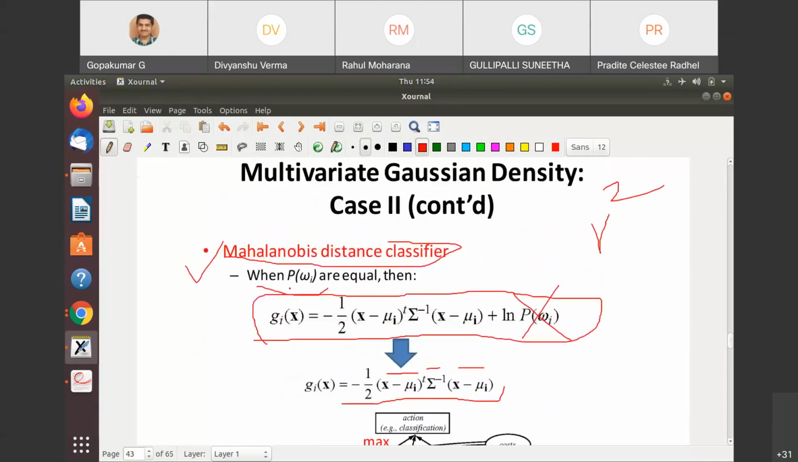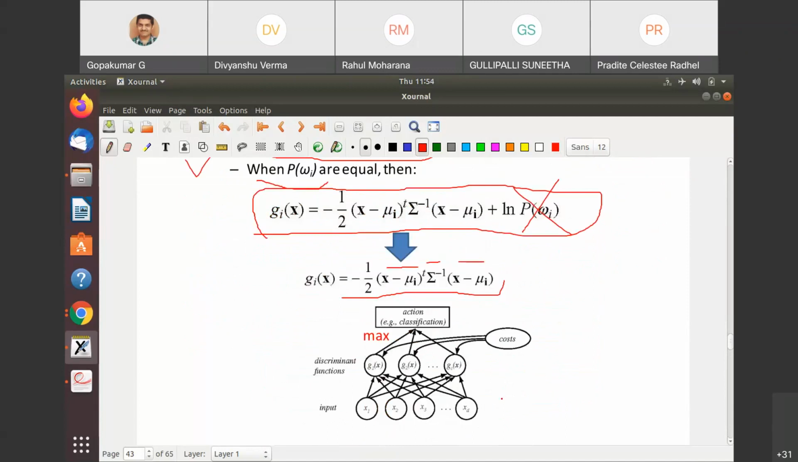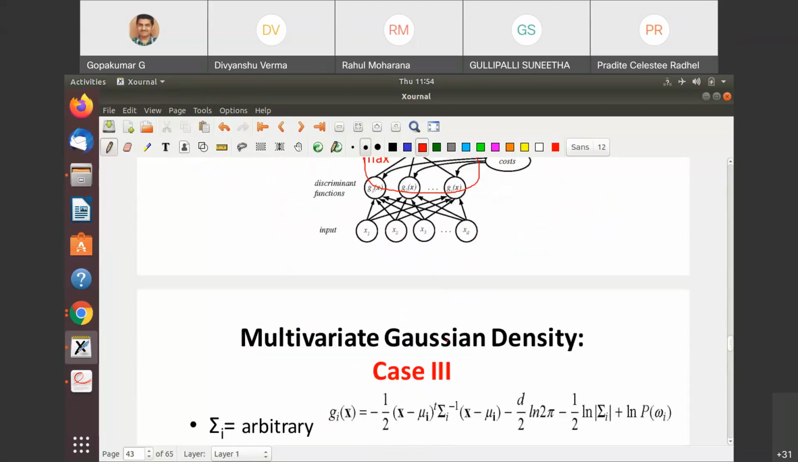When we have the same prior probabilities, this classifier is called a Mahalanobis distance classifier. But it remains the same, so you have to take the maximum out of all the g of x. I think that is another result that we can obtain.